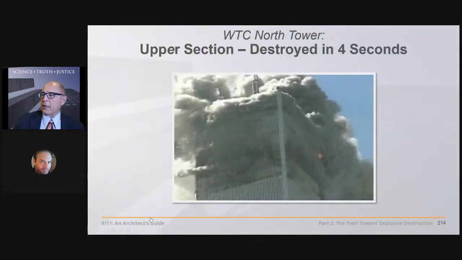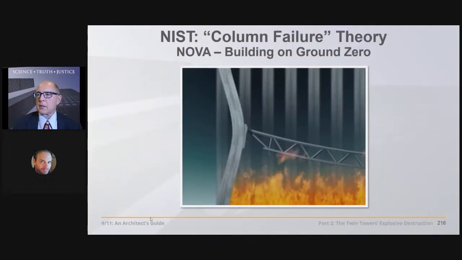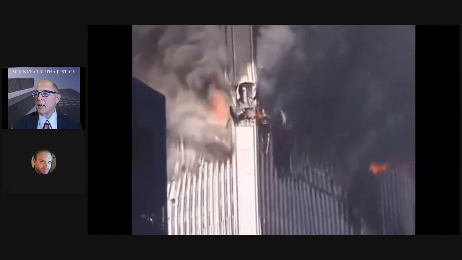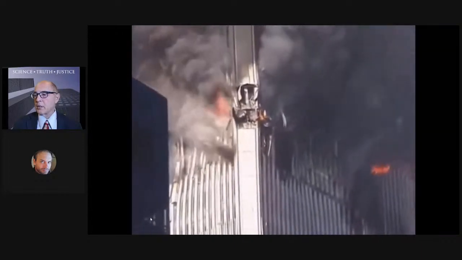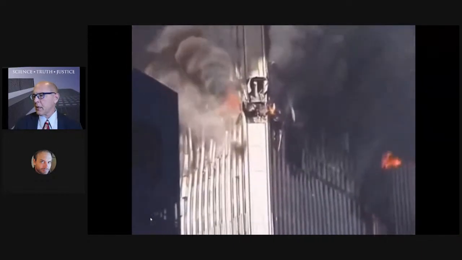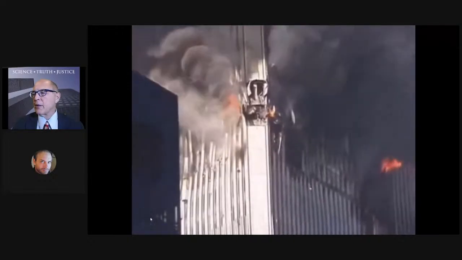and near symmetrical collapse. Well, how could that happen with sagging floor trusses with these fires? Because there were perimeter columns that were pulled in, as you can see in this video, which is looped for your clarification. It repeats itself. So the question is, what's pulling in those columns?